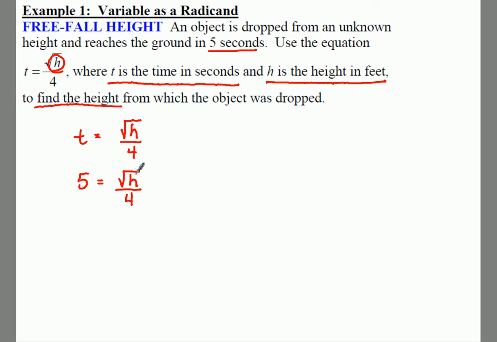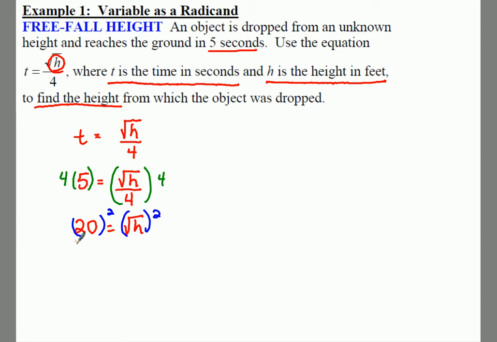So we're going to have to get rid of the square root and the 4. First thing we want to do is get rid of our fraction. So let's multiply both sides by 4. And that will give us 20 is equal to the square root of h. So what we've done is we've isolated the radical all by itself. In order to get rid of your radical, you need to square both sides.